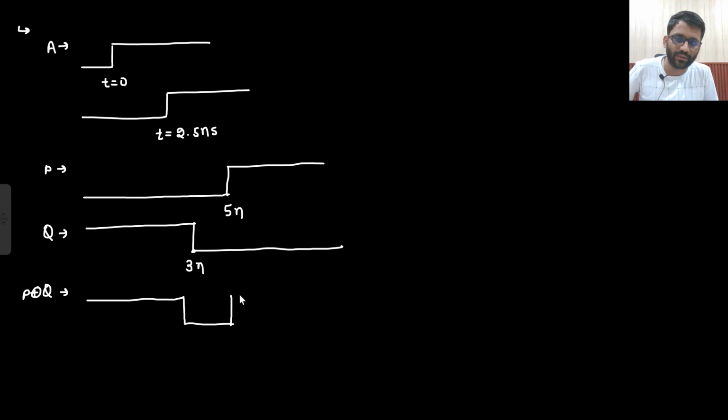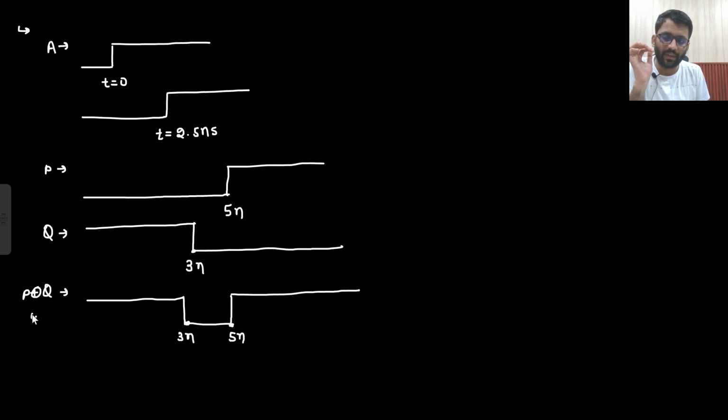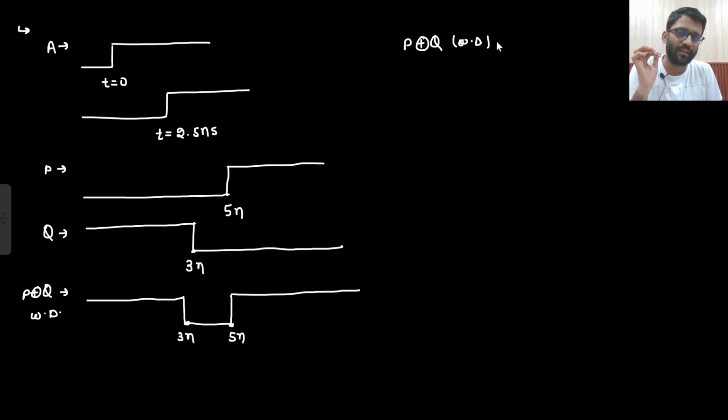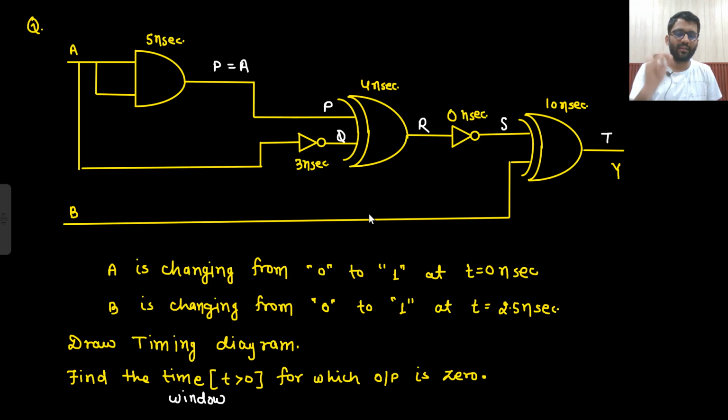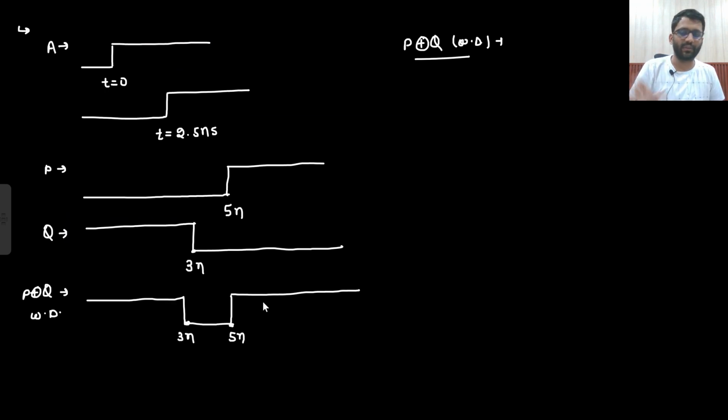And then 1 XOR 0 I will get 1 only. Right? And this window is 3 nanosecond. This window is 5 nanosecond. But this is without delay. So with delay I will make here P XOR Q with delay. With delay, how much delay is there? 4 nanosecond delay is there. So I will shift the complete waveform with 4 nanosecond.